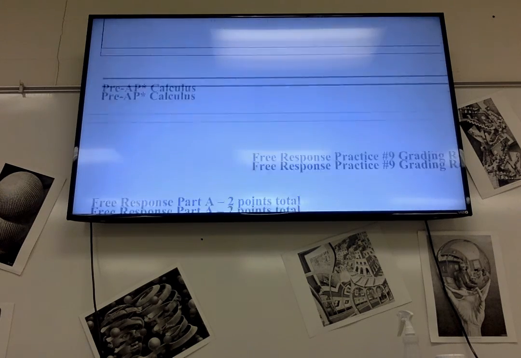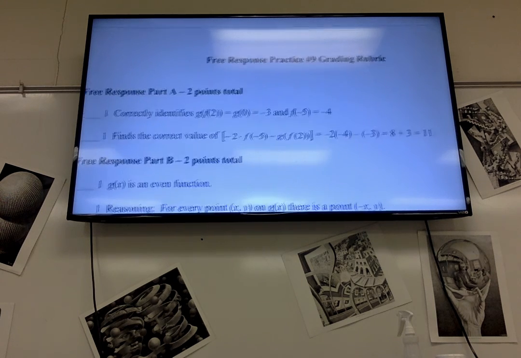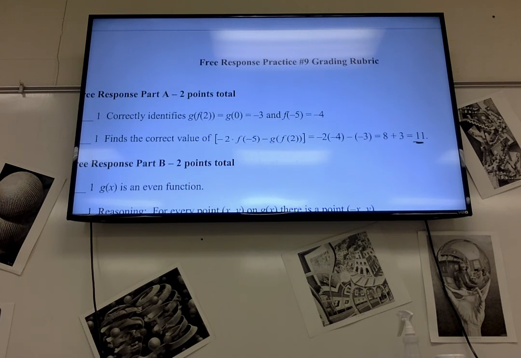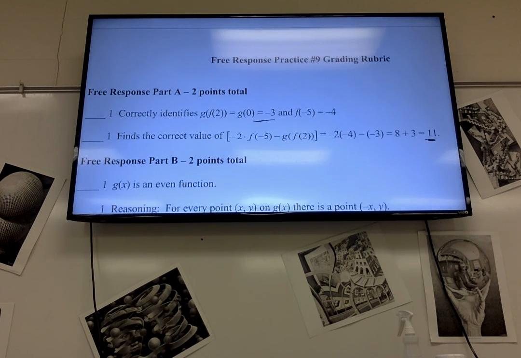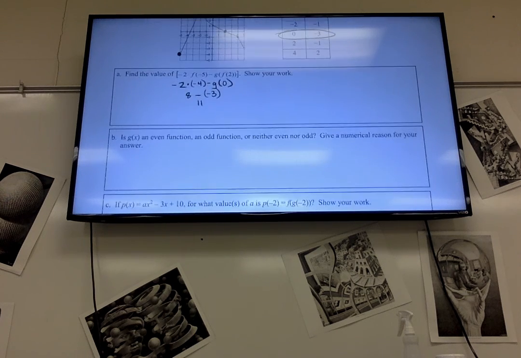I'm going to go down and show you. So notice there's how I would grade it basically, although you could get partial credit in here. Notice the answer was 11, and then all the in-between steps here gave you another point. So that was worth 2 points. All free response questions are worth a total of 9.